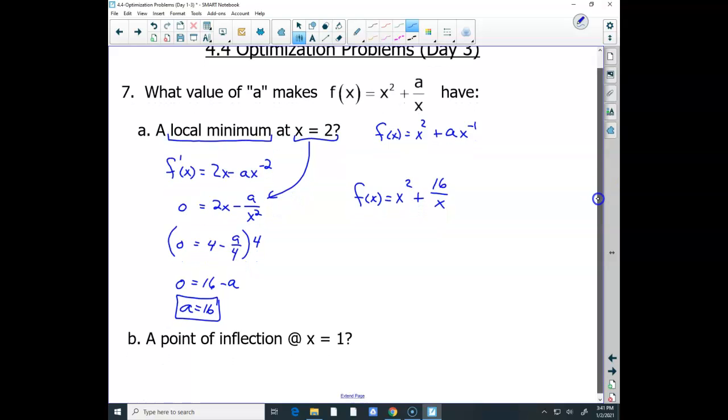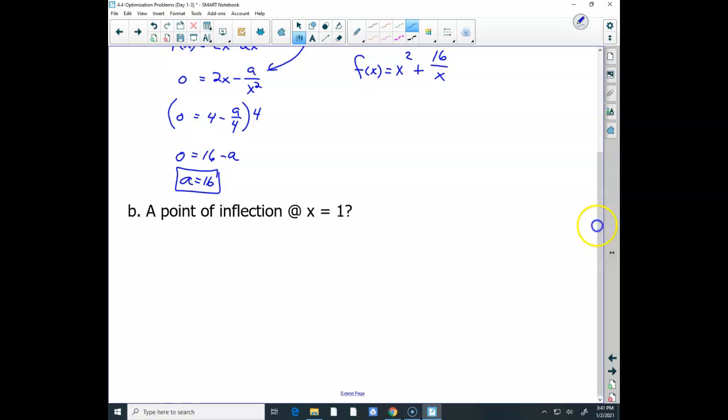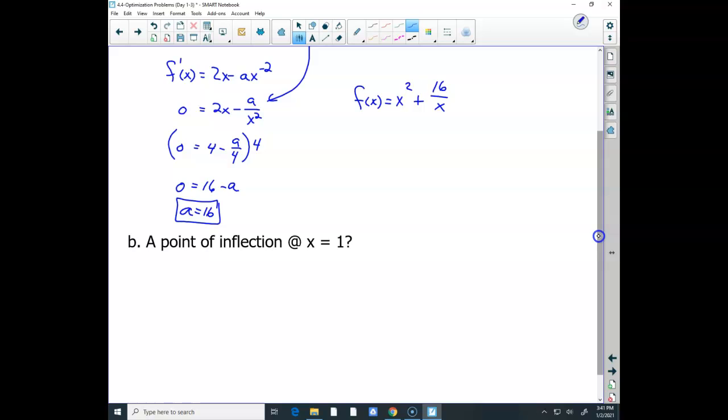Well, the second thing we want to do here on number 7 is find what value of a is going to give our function a point of inflection at x equals 1. Remember, points of inflection are second derivative zeros, so we need to find our second derivative. f double prime of x equals 2 plus 2a x to the negative third, and I set it equal to 0, which is 2 plus 2a over x to the third.